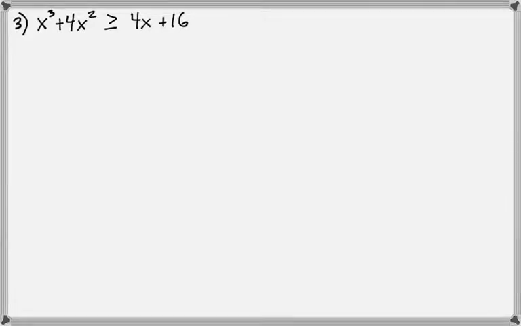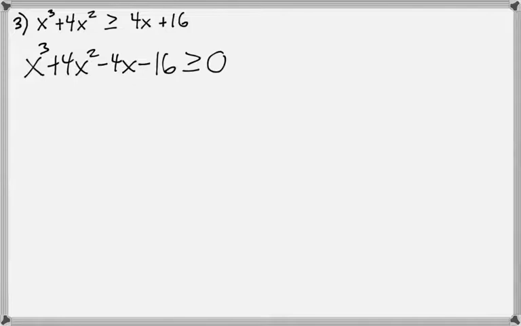On number 3, we're trying to solve the inequality. My first step is to get everything onto one side and 0 on the other. So I want to move that 4x and that 16 over. So x cubed plus 4x squared minus 4x minus 16 is greater than or equal to 0.